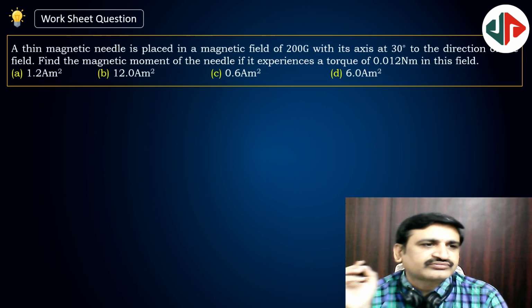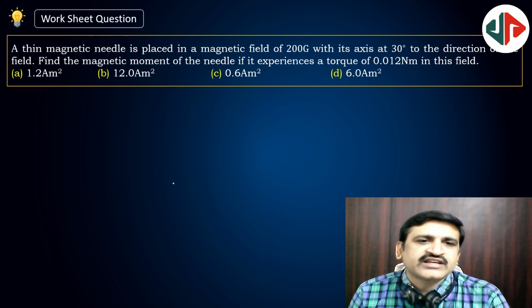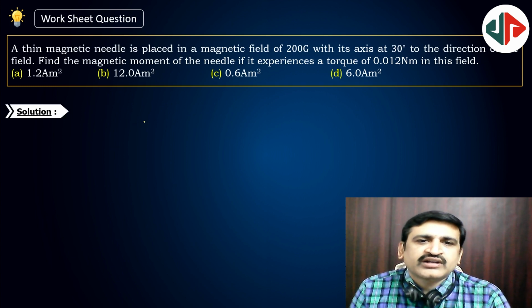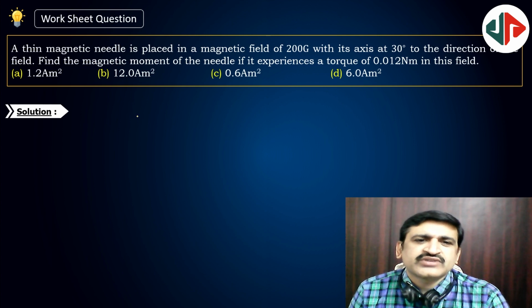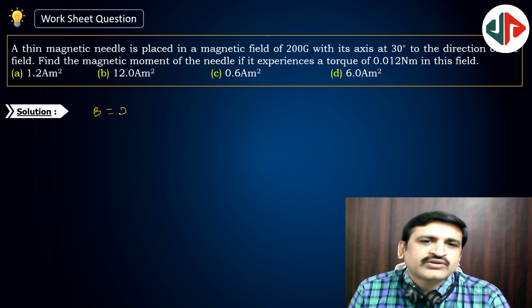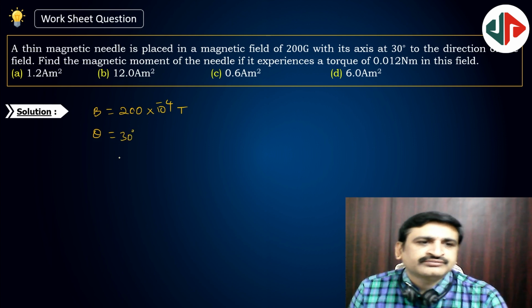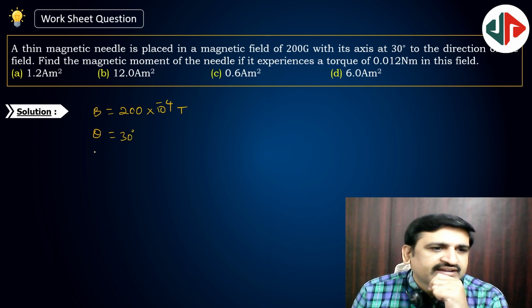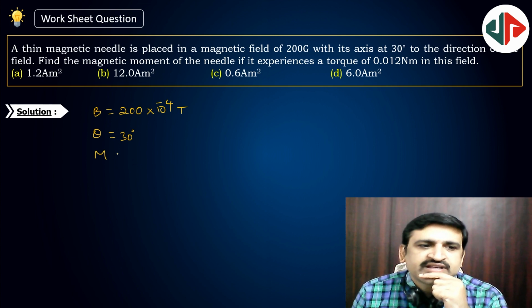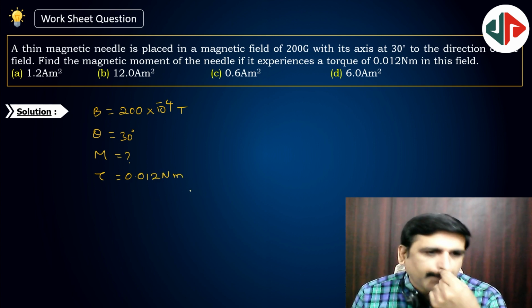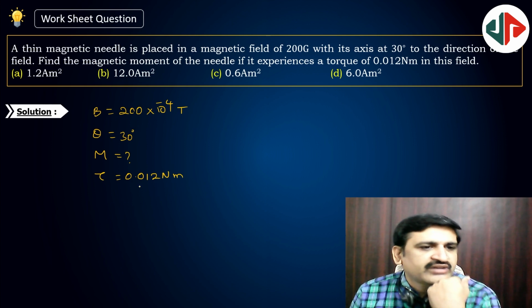Next, a thin magnetic needle is placed in a magnetic field of 200 G. G is a CGS unit, Gauss. B is equal to 200 into 10 to the power of minus 4 Tesla. With its axis at theta equal to 30 degrees to the direction of the field, find the magnetic moment M of the needle if it experiences a torque equal to 0.012 Newton meter in this field.